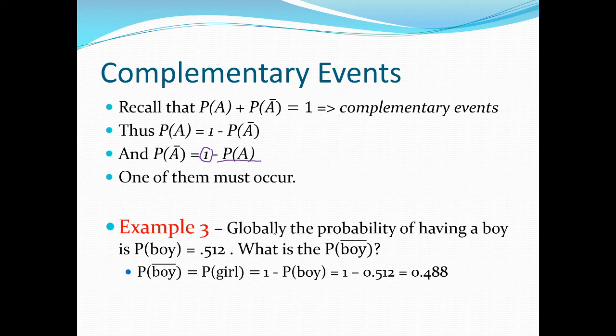Globally, it's not actually a 50-50 chance. The chance of you having a boy is about a 51% chance, 0.512. So if you want the chance that you have a girl, you simply take 1 minus the chance that you have a boy, which would be 1 minus 0.512, which gives you about a 48.8% chance of having a girl. So again, there's really nothing new here.